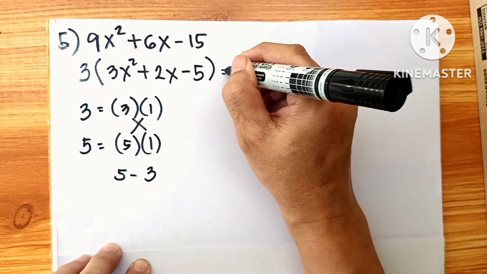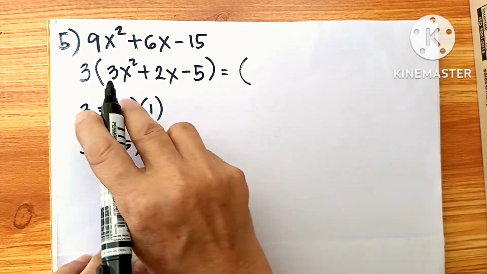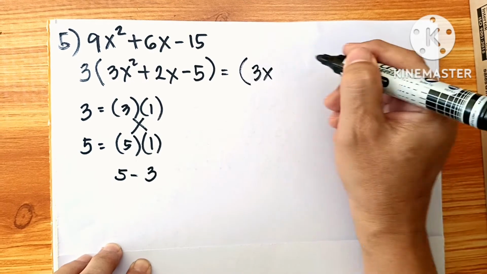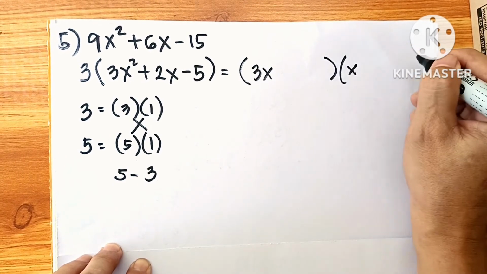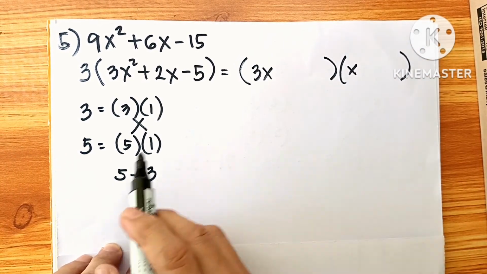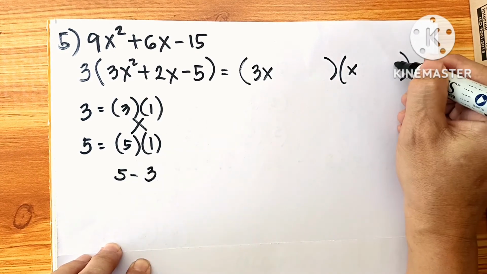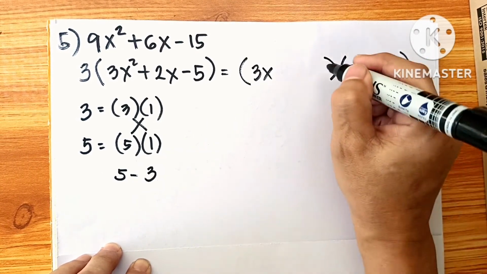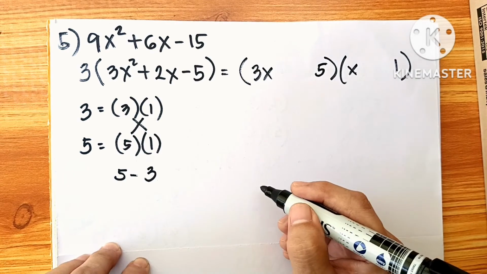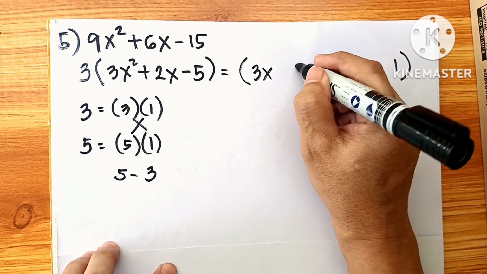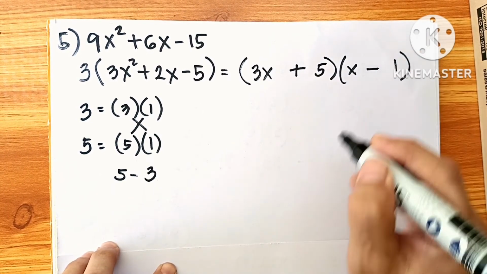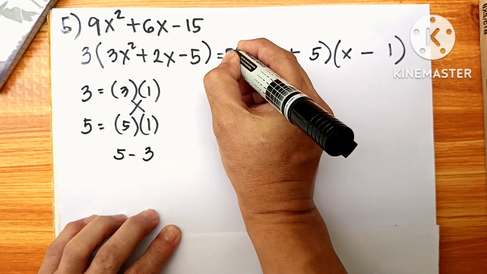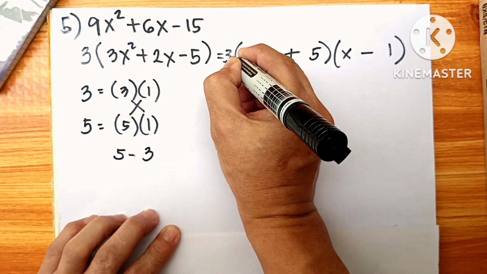Again, how do you arrange? Take the first term, 3x squared, 3x and x. And then, minatch natin yung 3 kay 1. So, 1 must be here and 5 must be here. Okay? Now, 5 must be positive. So, this must be positive and this must be negative. By the way, do not remove 3 because 3 is also one of the factors.